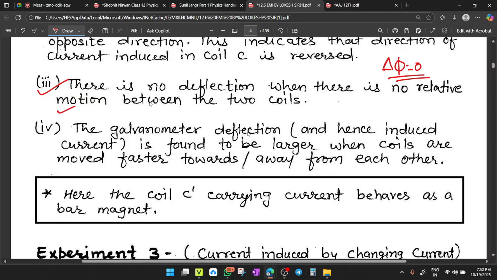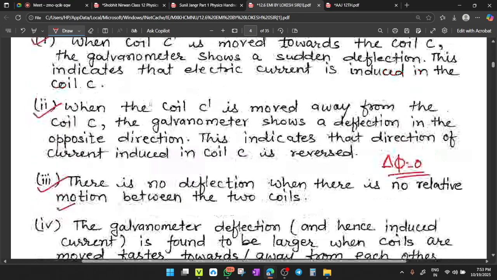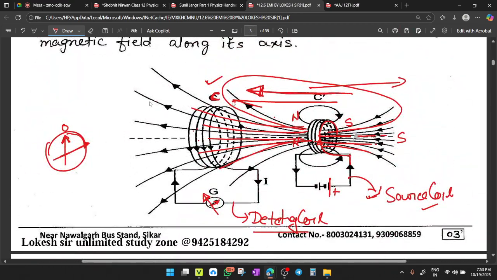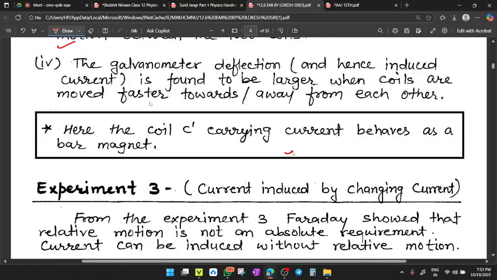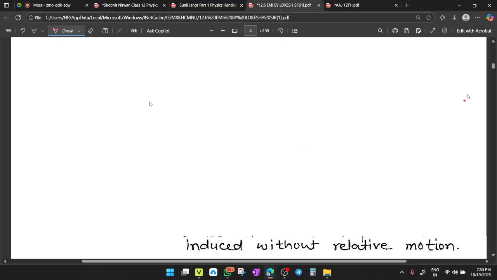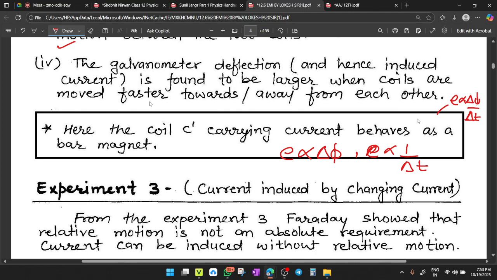Clear? The galvanometer deflection, hence the induced current, is found to be larger when the coils are moved faster towards or away from each other. Yes, when you move this coil faster, then your EMF will also be greater. So two things are there. First, EMF is directly proportional to change of flux, and second, EMF is inversely proportional to change in time. If you merge them, you will have the same result. E is proportional to delta phi by dt. In words, you can write the EMF induced is directly proportional to the rate of change of flux.